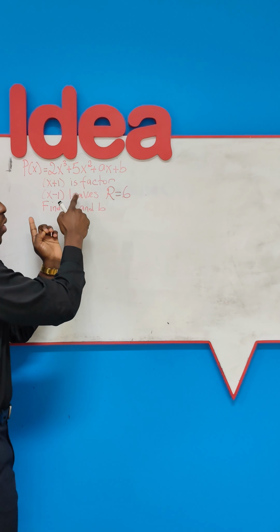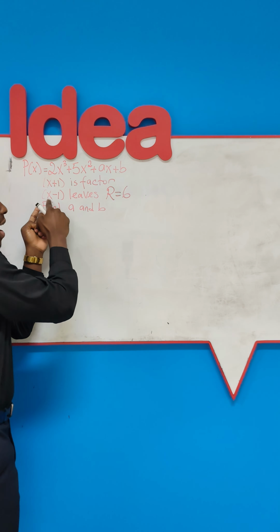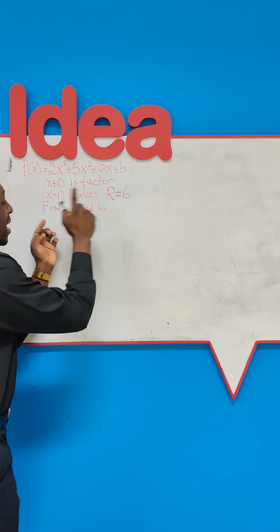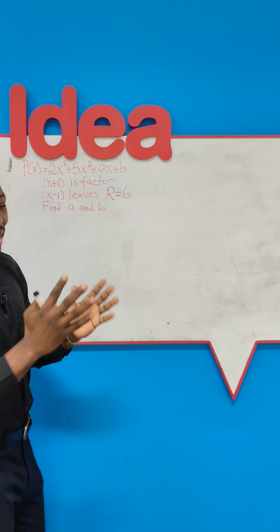We are given the polynomial p of x, which is equal to this, and we are told that x plus 1 is a factor and x minus 1 is not a factor, as it leaves a remainder of 6. The question says find a and b.